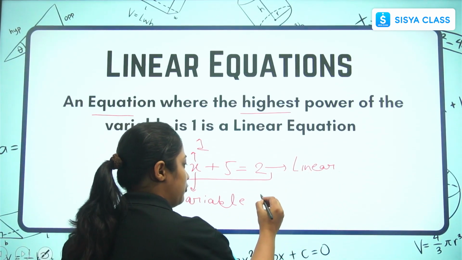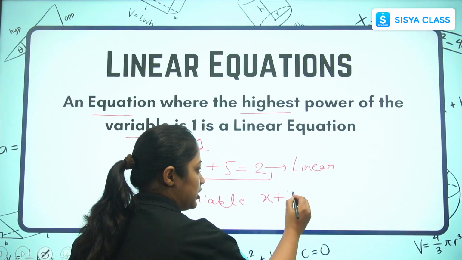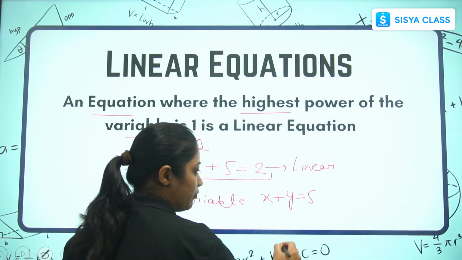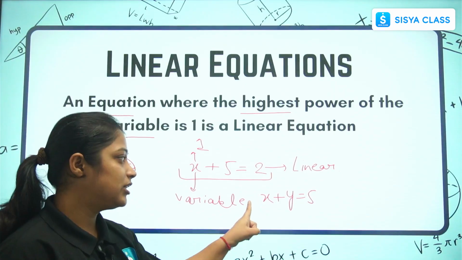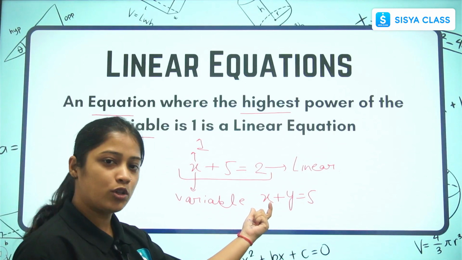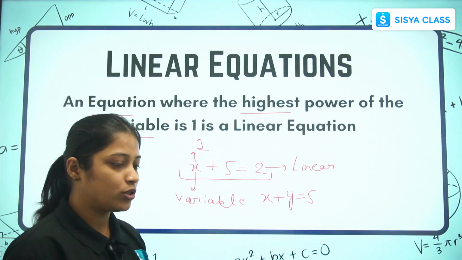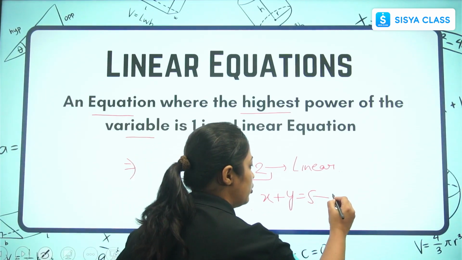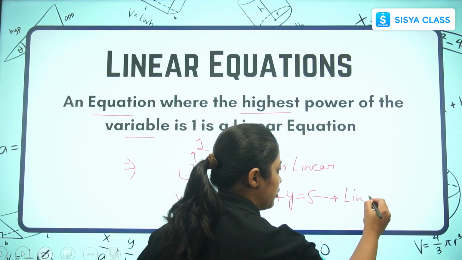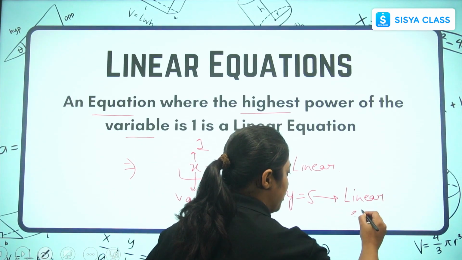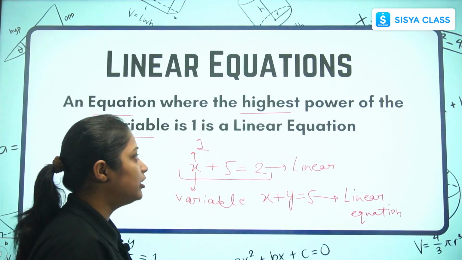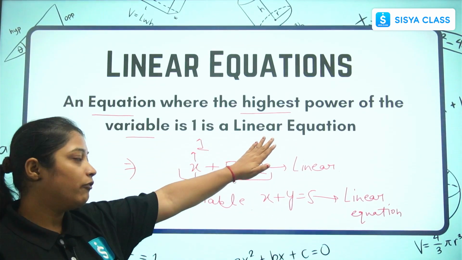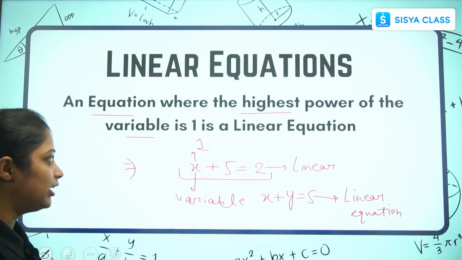For example, if you have this equation x plus y equal to 5. So in this equation also, power of both the variable is 1, right? The power of x is also 1 and the power of y is also 1. So this is also an example of linear equation. So an equation in which the highest power of the variables is 1, we call that equation as linear equation.